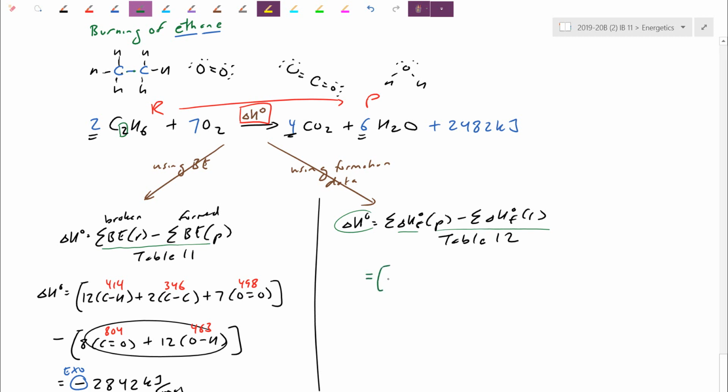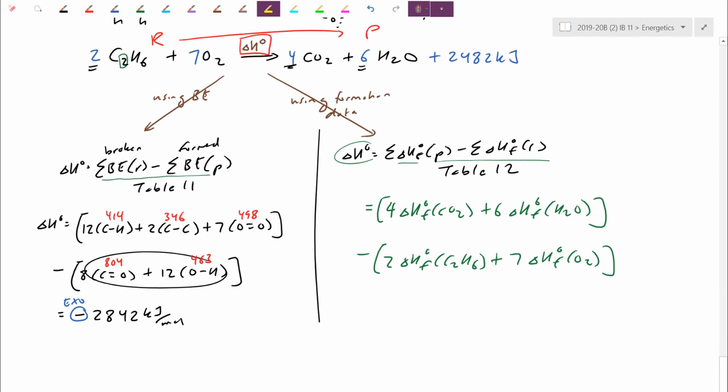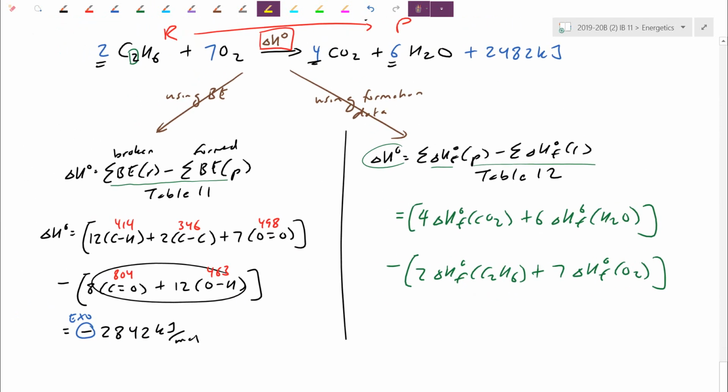All I'm going to do is take 4 times how much the making of CO2 is, plus 6 times the making of H2O, and I'm going to minus off 2 times the formation value of ethane, C2H6, and I'm going to add 7 times the formation value. I didn't even need to use Lewis structures for this. Just make sure you do use the correct table here.